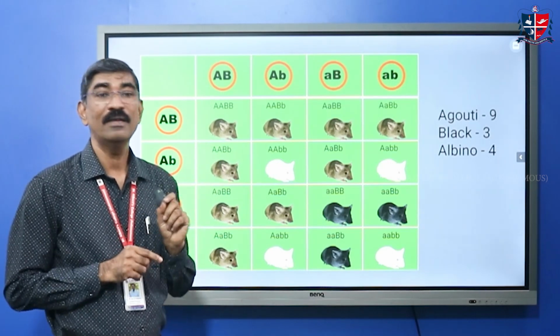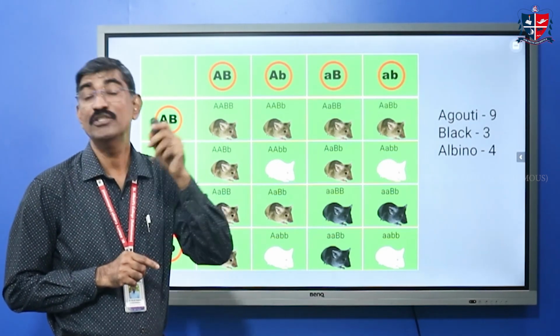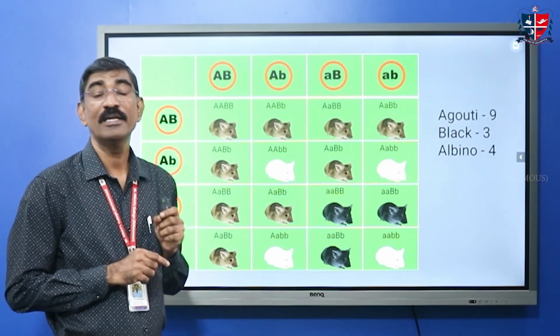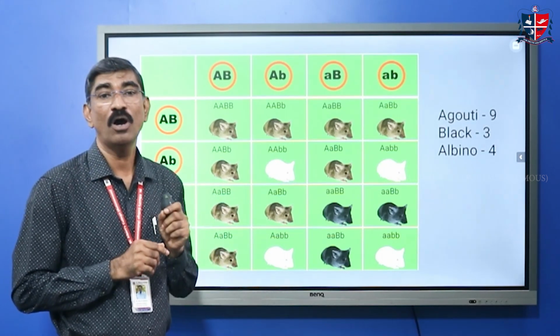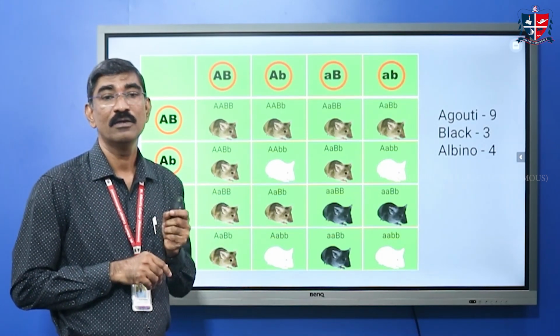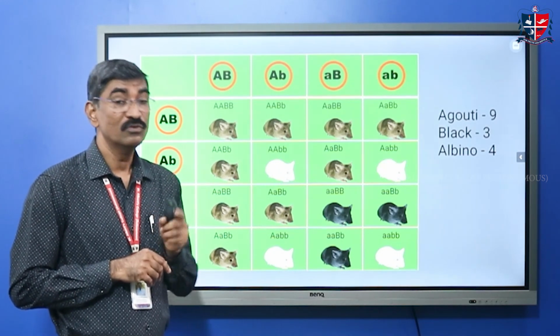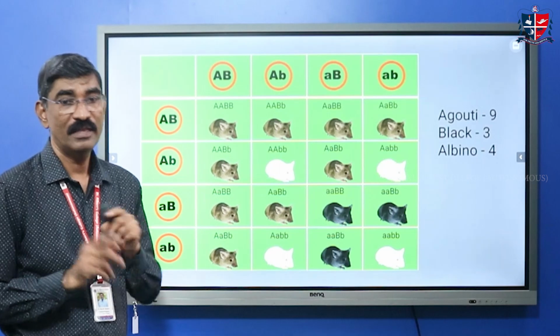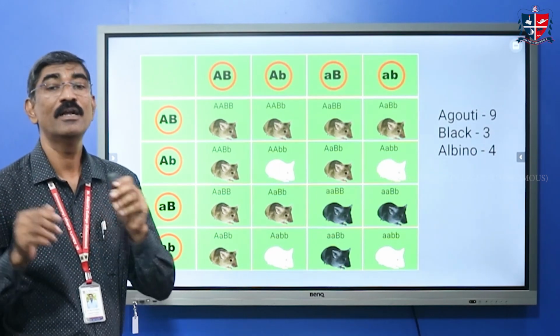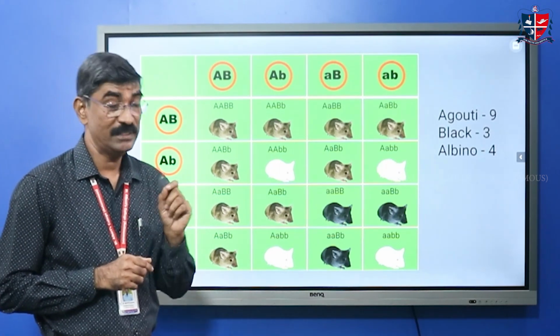So you can see that this epistatic ratio, the recessive epistatic ratio, is a simple modification of the dihybrid cross. So that is about recessive epistasis, that is shown by inheritance of skin color in mice.